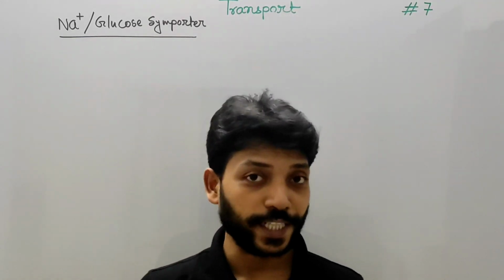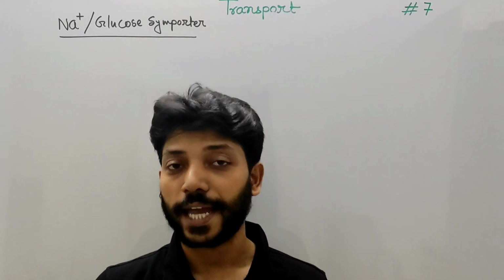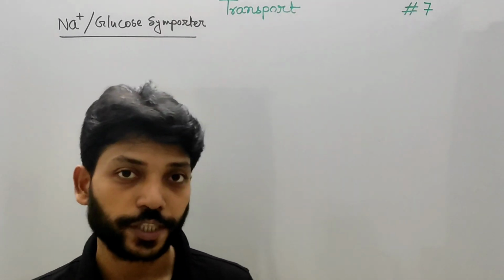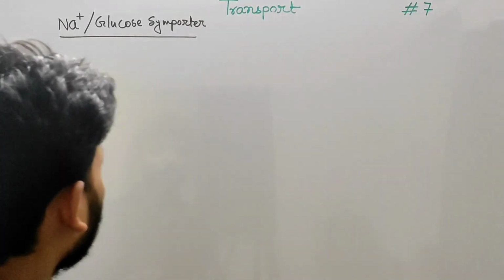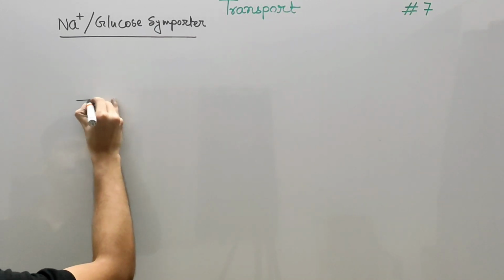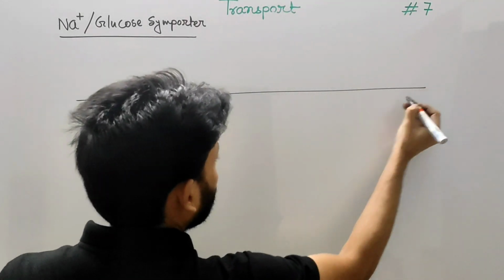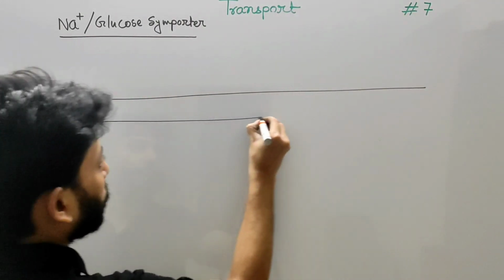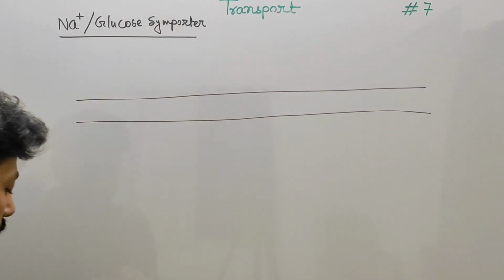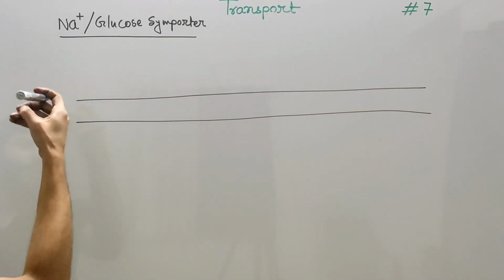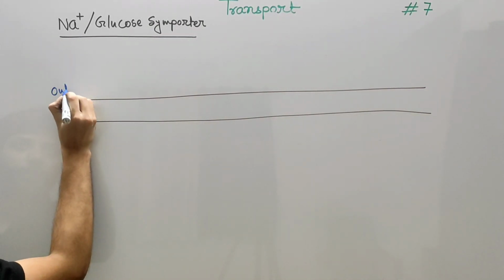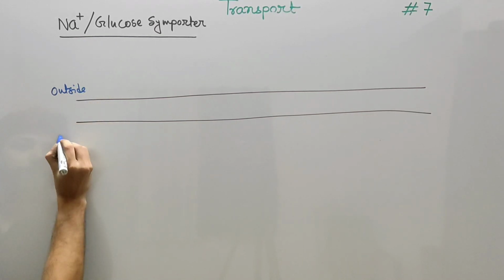To understand what is chemical concentration gradient and membrane potential or electric potential, I have to draw the plasma membrane. Suppose this is the lipid bilayer, the plasma membrane. And this is the outside of the plasma membrane, that means outside of the cell, and this is the cytosol.